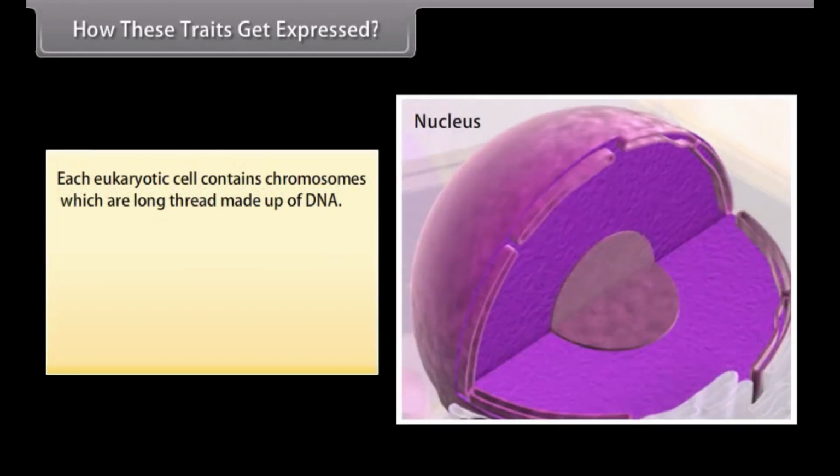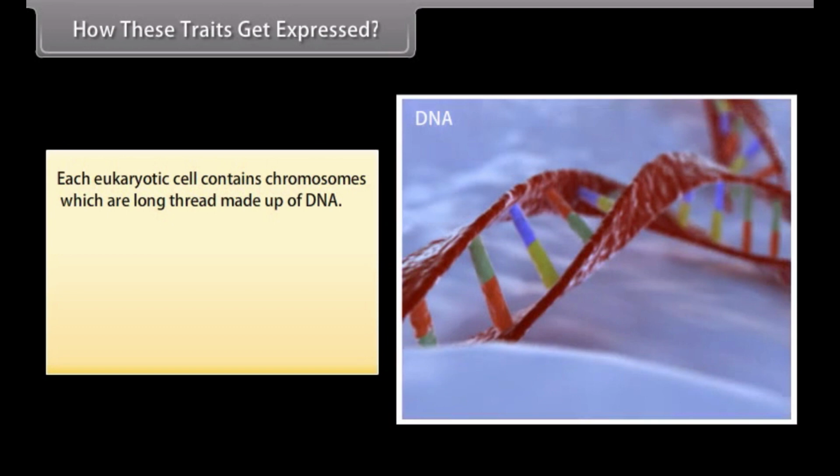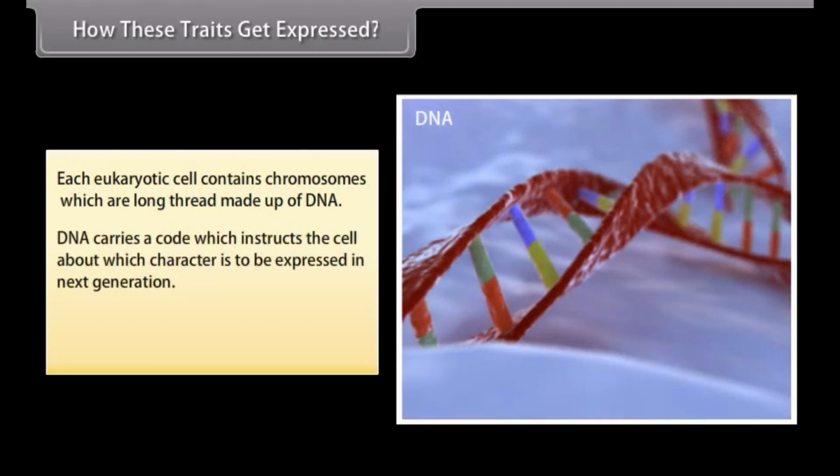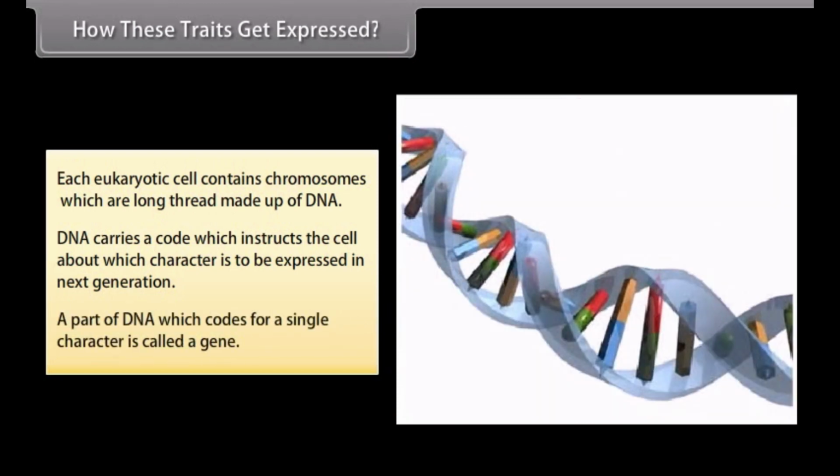How do these traits get expressed? Each eukaryotic cell contains chromosomes which are long threads made up of DNA. DNA carries a code which instructs the cell about which character is to be expressed in the next generation. A part of DNA which codes for a single character is called a gene.